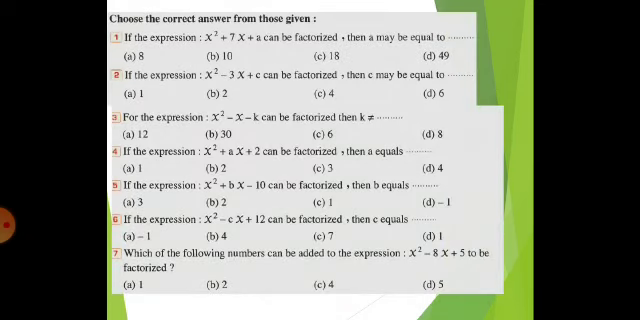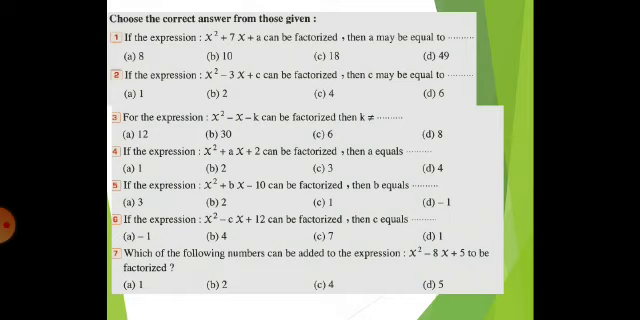Choose the correct answer. The expression x power 2 plus 7x plus a can be factorized, so we want two numbers whose product equals a and whose sum equals 7.